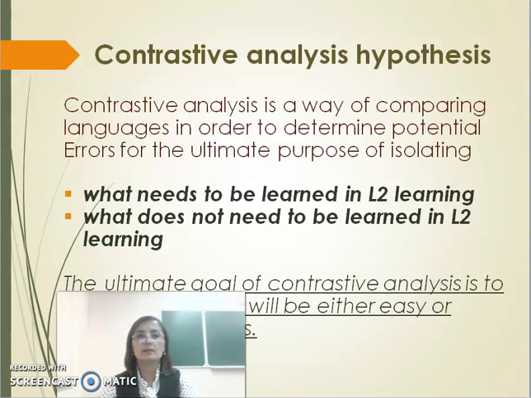Dear students, in this slide we will talk about the contrastive analysis hypothesis. Contrastive analysis is a way of comparing languages in order to determine potential errors, for the ultimate purpose of isolating what needs to be learned in a second language and what doesn't need to be learned. The ultimate goal of contrastive analysis is to predict areas that will be either easy or difficult for learners.